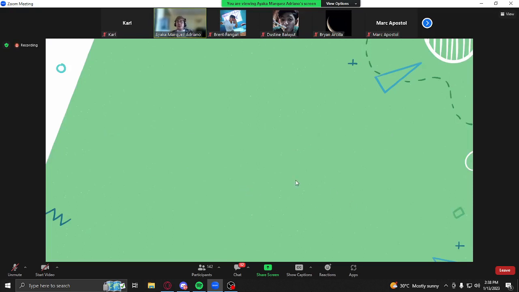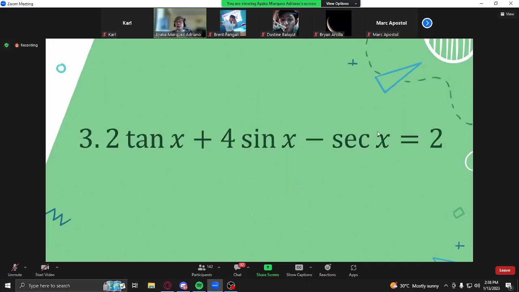So, tapos na ako sa may, you should try this one. 2 tangent x plus 4 sine x minus secant x. So you have to think of values between 0 to 180 degrees in which you could replace for the value of x. Iiwan ko na sa inyo to as an assignment. Solve for the missing x here so that it will be equal to 2.